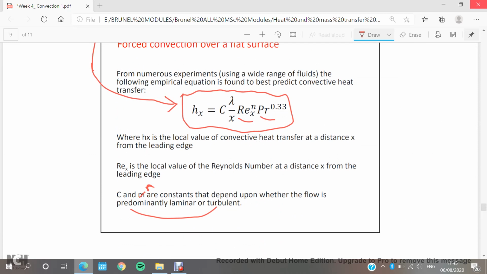If I calculate this at a specific x, and I know the Reynolds number from the previous equation, and I know the Prandtl number, I can easily calculate the heat flux, which is Q over A, equal to this heat transfer coefficient times the temperature difference between the flat plate surface and the fluid temperature.